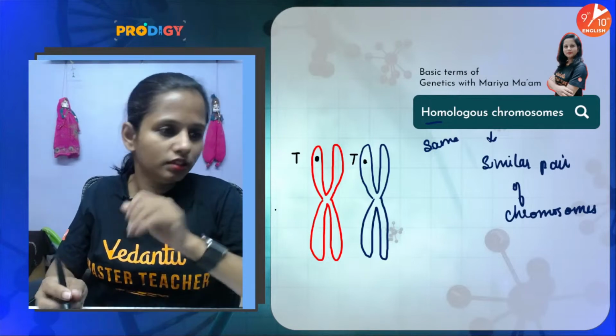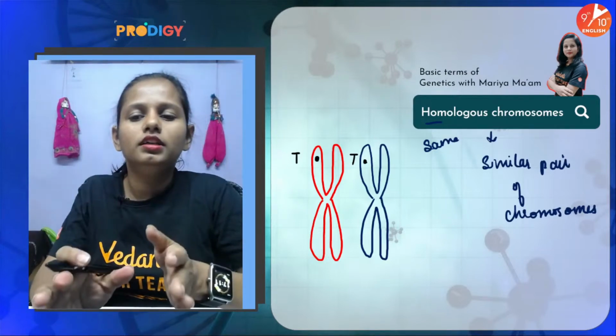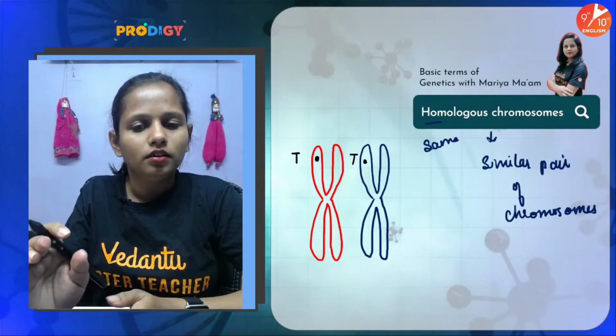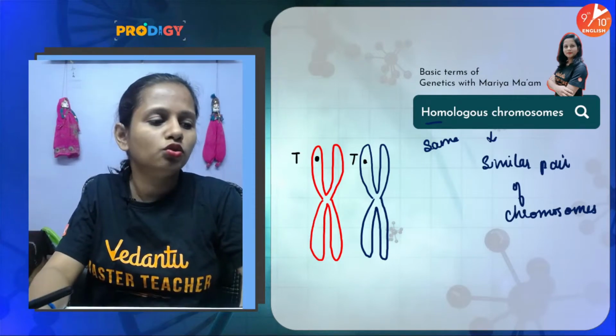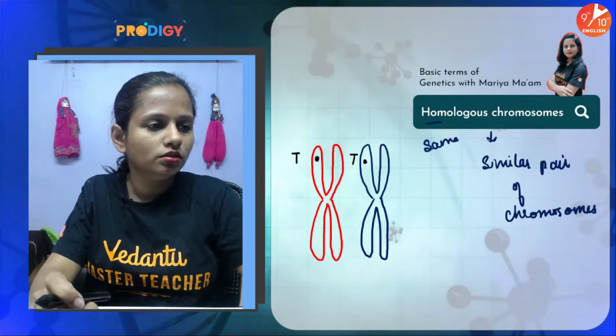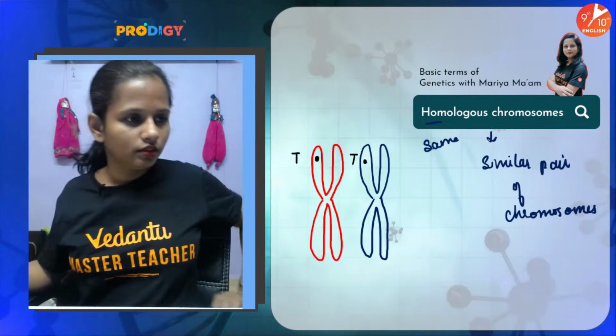So, alleles are present at the same loci on a pair of homologous chromosomes. Understood?